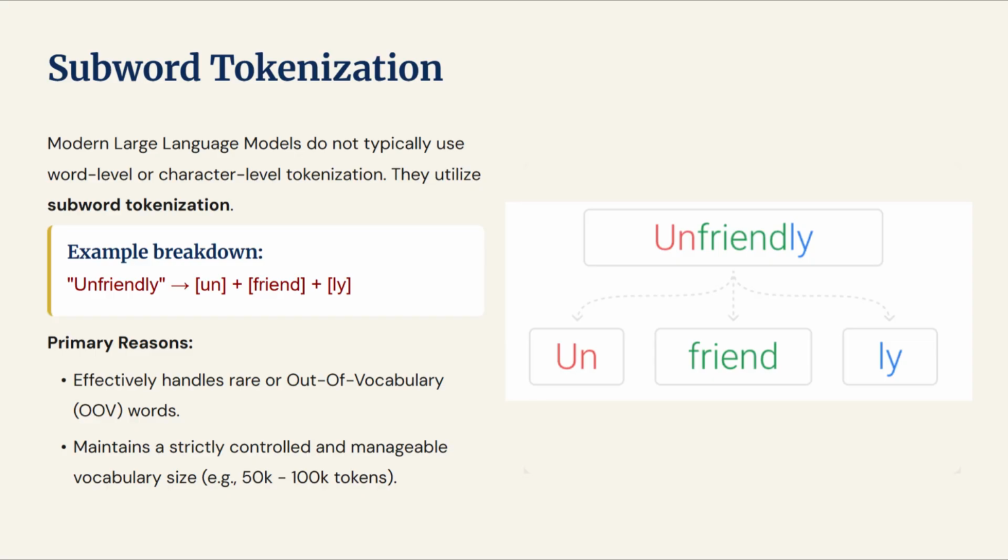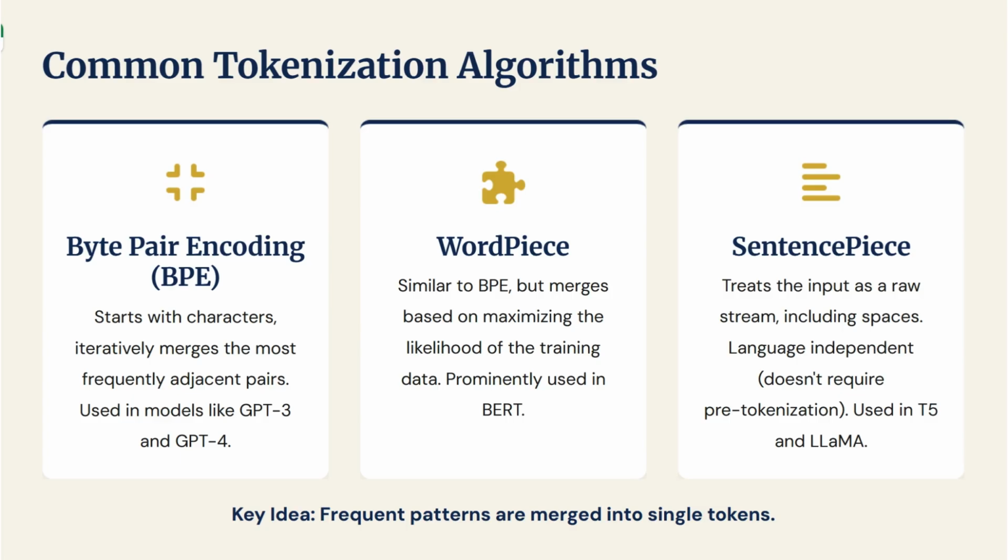while still covering a huge range of language. Moving to common tokenization algorithms. There are three major tokenization algorithms used in this practice. First one is byte pair encoding or BPE. It starts with individual characters and iteratively merges the most frequent adjacent pairs into a single token. This is used in GPT-3 and GPT-4.